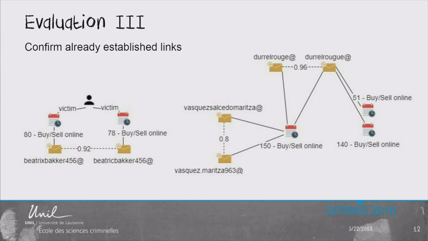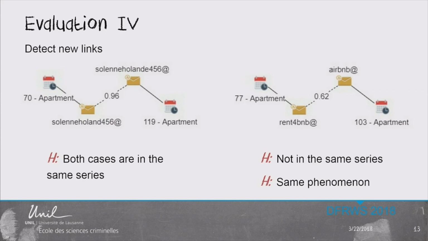The next situation was when we had cases that were not already linked, and using the near similarity approach, we were able to link them. So, for example, those two cases have similarities on two email addresses that vary only by one letter. In this situation, because it's a name, when we have to evaluate the hypothesis, we may be confident that those two cases are in the same series of crime.